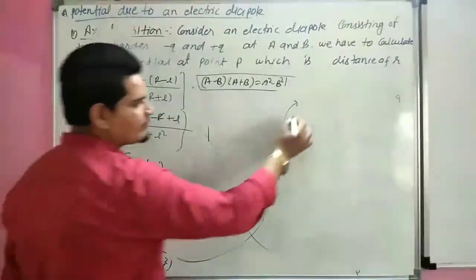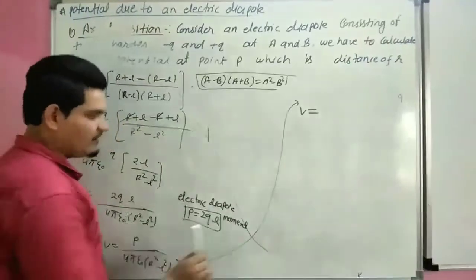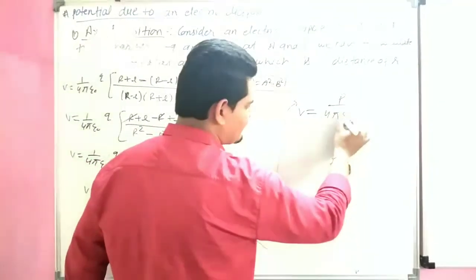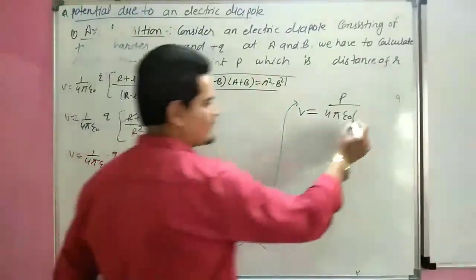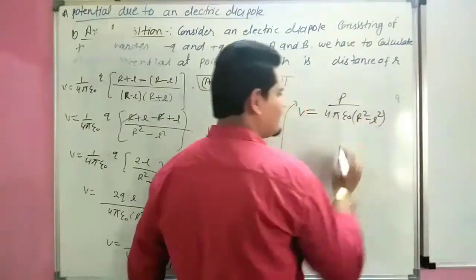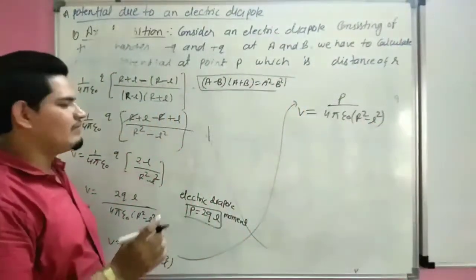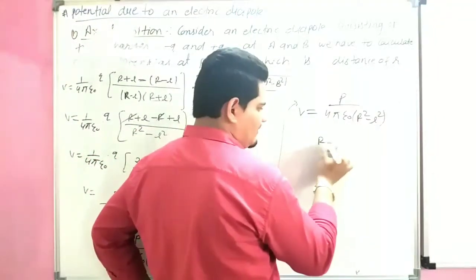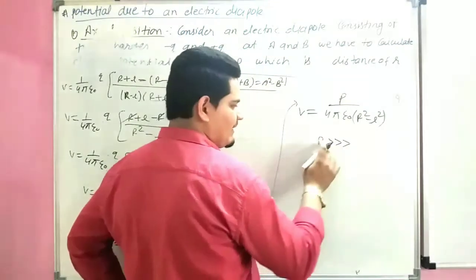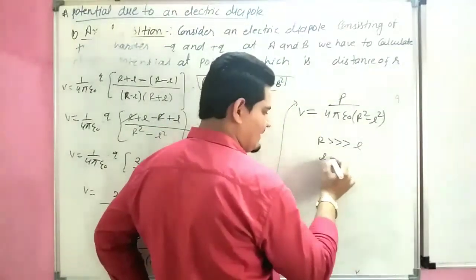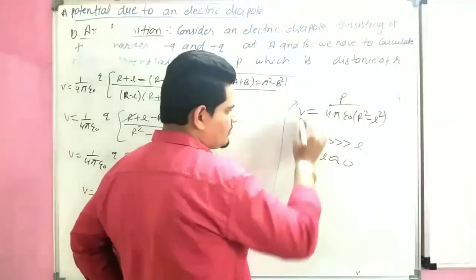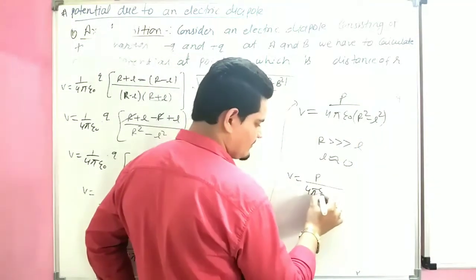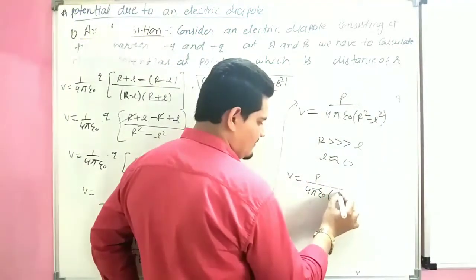So V is equal to p divided by 4 pi epsilon naught, R square minus l square. We know that an electric dipole is very small, a point size, so R is very much greater than l. So we can neglect l; l may be 0. So V is equal to p divided by 4 pi epsilon naught R square.